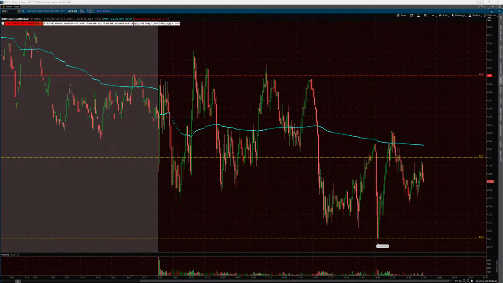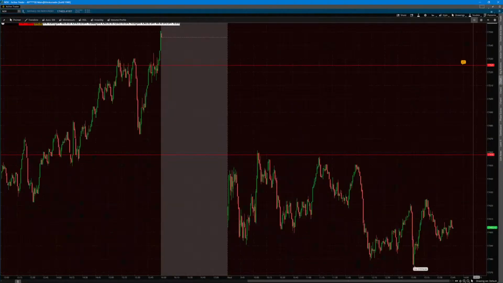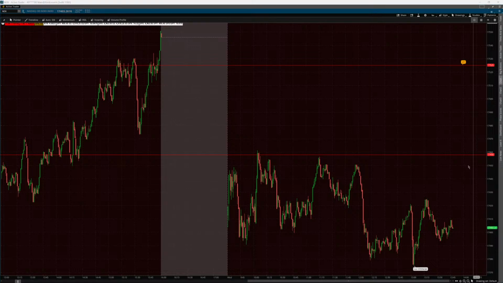All right, let's take a look at NDX, the other underlying index product. And here this combo level $458 has been acting as resistance, 17,458. All right, let's go back to Bookmap.